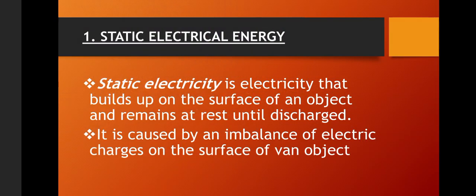We are going to begin with category number 1, that is static electrical energy. Static electrical energy is the electricity that normally forms on the surface of an object, and normally it remains at rest until it has been discharged. Normally, this type of electricity is caused by an imbalance of electrical charges that we also call electrons that normally build up on the surface of an object.